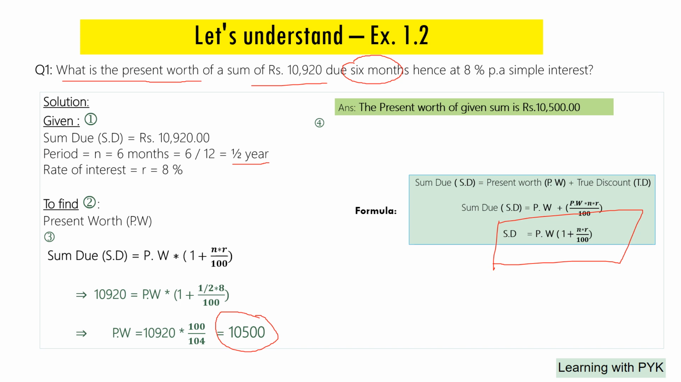So in this case, we can understand that 10,920 less 10,500, that is 420, is the true discount which has been given. So the amount which would become due after the period of 6 months, the person has to pay 420 as an additional charge.